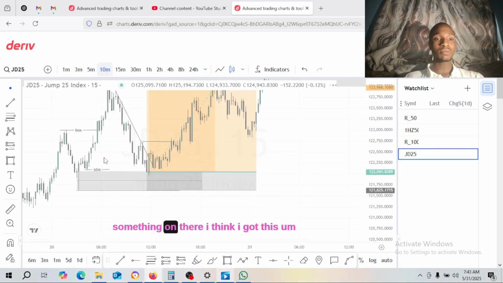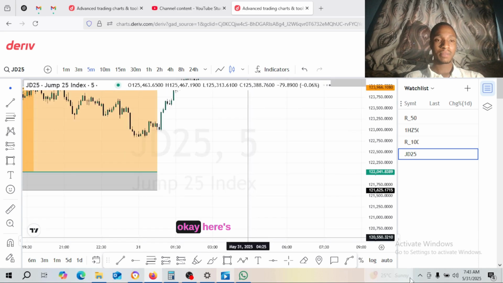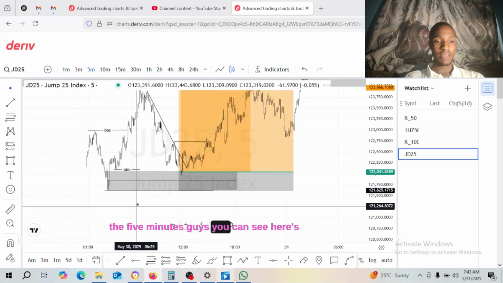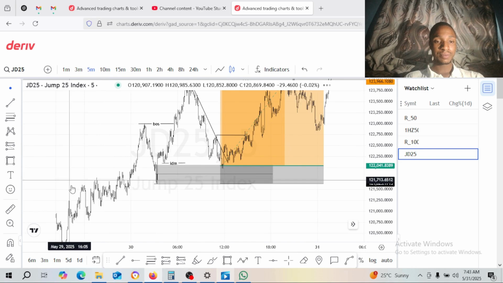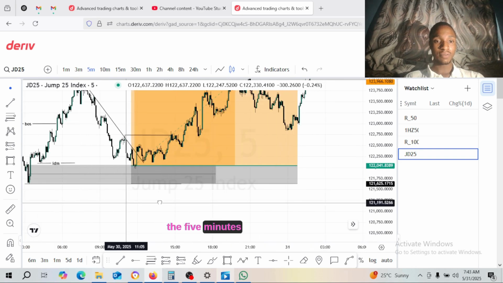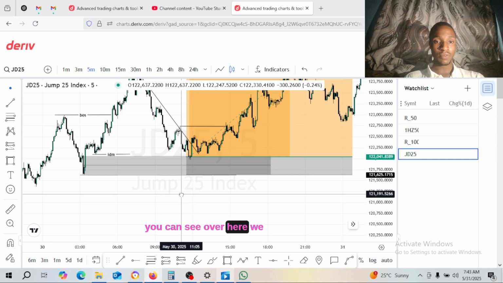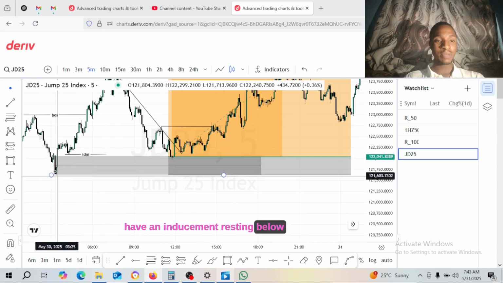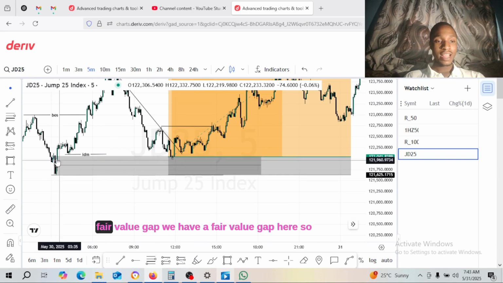Let me show you something on there. I think I got this order block on the 10 minutes or so. Oh my god, what's happening? Oops. Okay, here's the 5 minutes, guys. You can see here's the 5 minutes. You can see over here we have an inducement resting below a fair value gap.